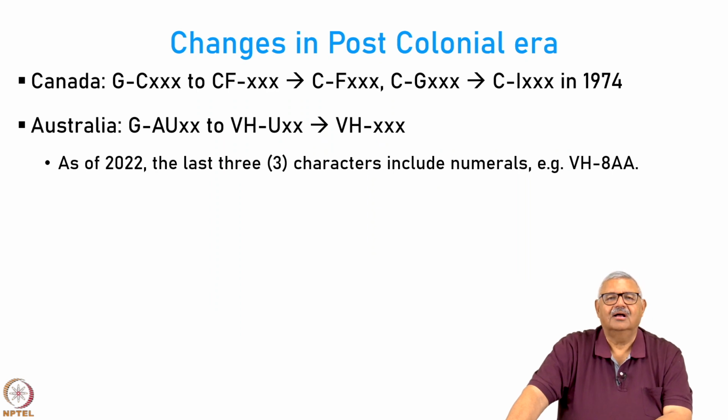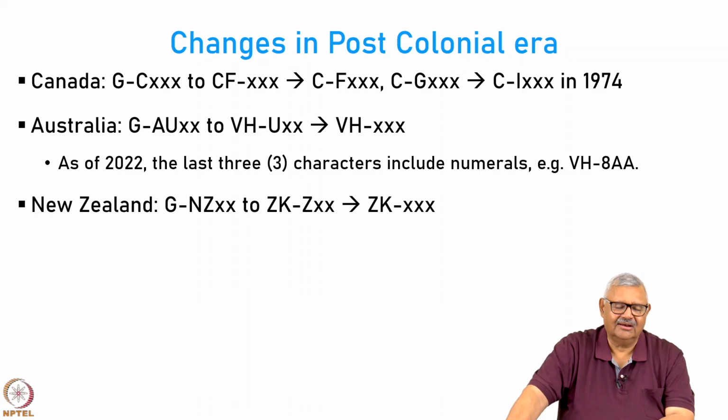Australia was also under the British Commonwealth, so it was G-AUXX, it changed to VH-UXX and now it is just VH-XXX. So the last 3 characters after 2022 indicate numerals such as 8AA, so VH-8AA.